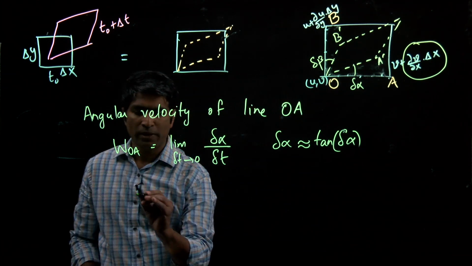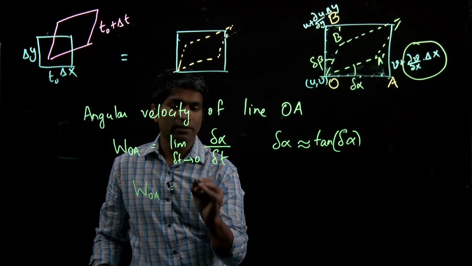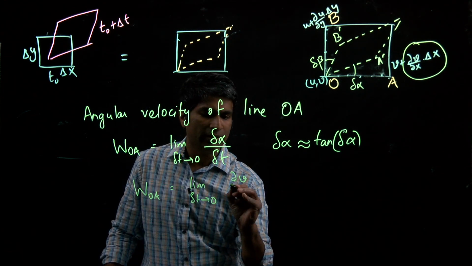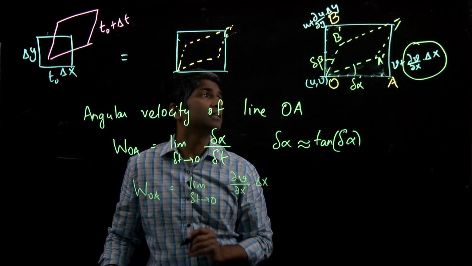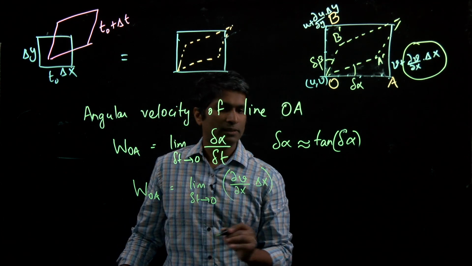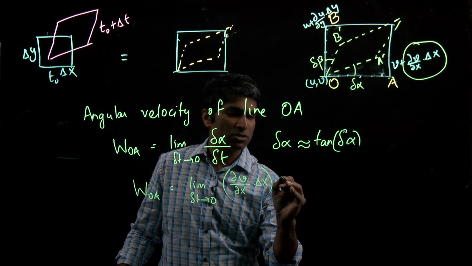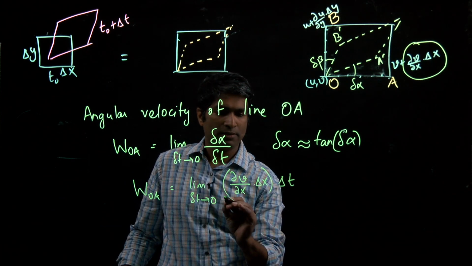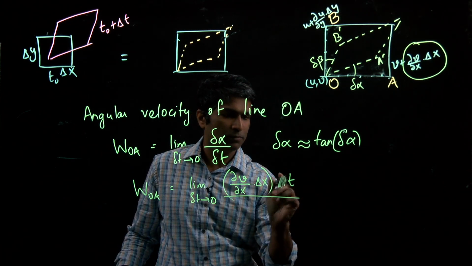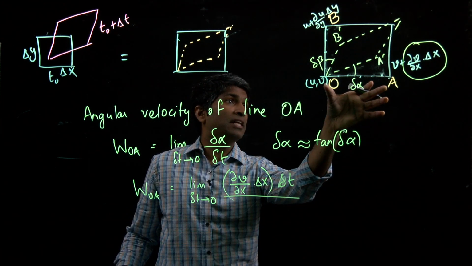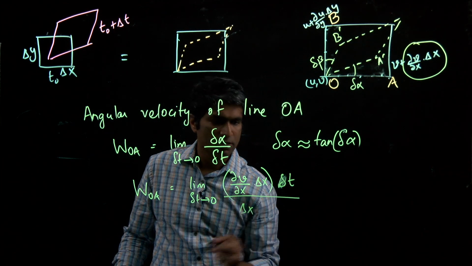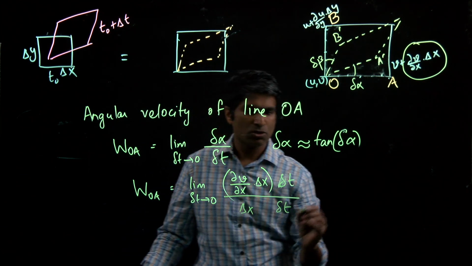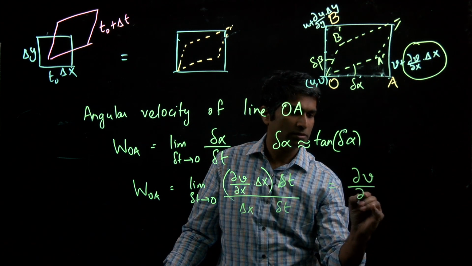And so therefore omega OA will be the limit as delta t tends to 0 of del v del x delta x, that's the velocity, times the time, so that's the distance in that direction, divided by, we are taking the tangent, so we need to divide by this distance, which is delta x, and we are taking the time rate, so we have a delta t as well, and so this whole thing ultimately becomes del v del x.